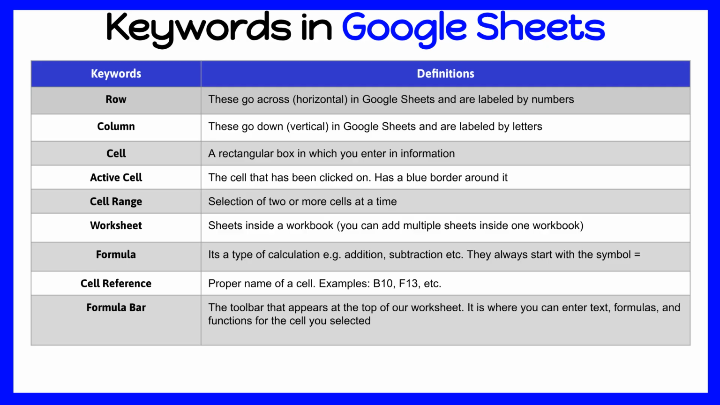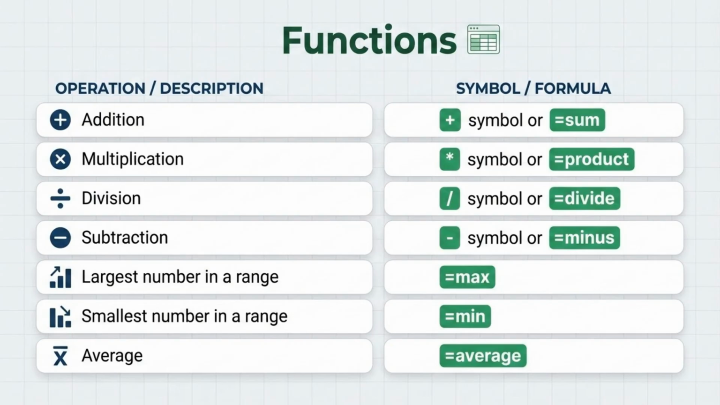Here is a list of the keywords and definitions covered in this video. Review these to help your understanding of Google Sheets terminology. Functions are built-in formulas that help perform calculations quickly. Common functions include sum for addition, product for multiplication, and average to find the average of a range of numbers.